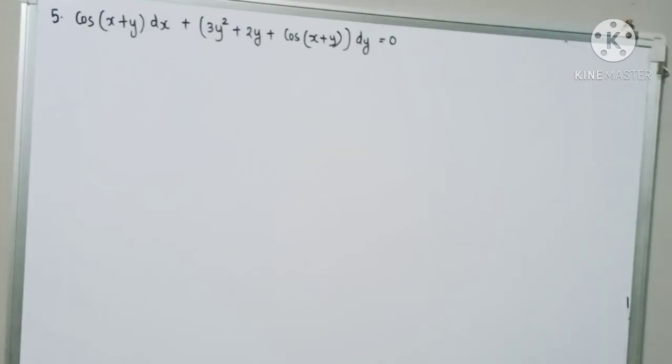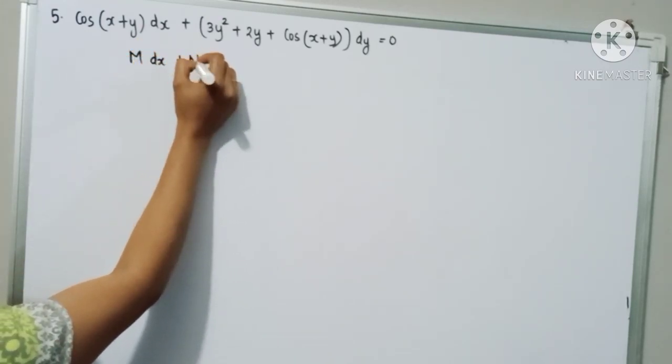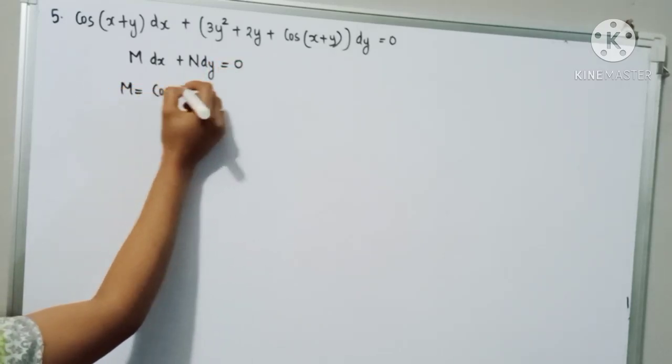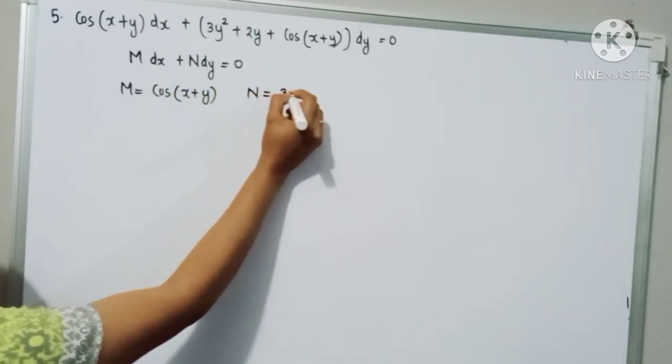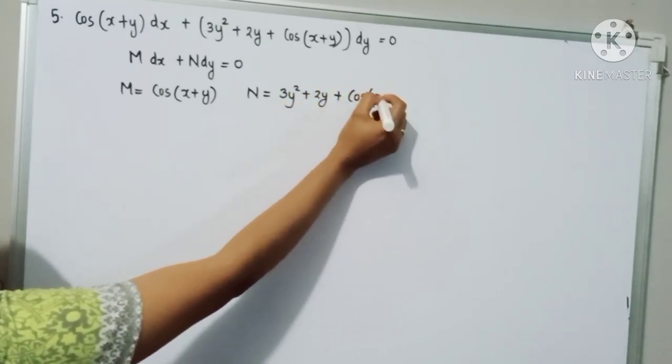Question: solve cos(x + y) dx + (3y² + 2y + cos(x + y)) dy = 0. From this question, it is clear that this is in the form of an exact differential equation. So, it is in the form M dx + N dy = 0, where M = cos(x + y) and N = 3y² + 2y + cos(x + y).